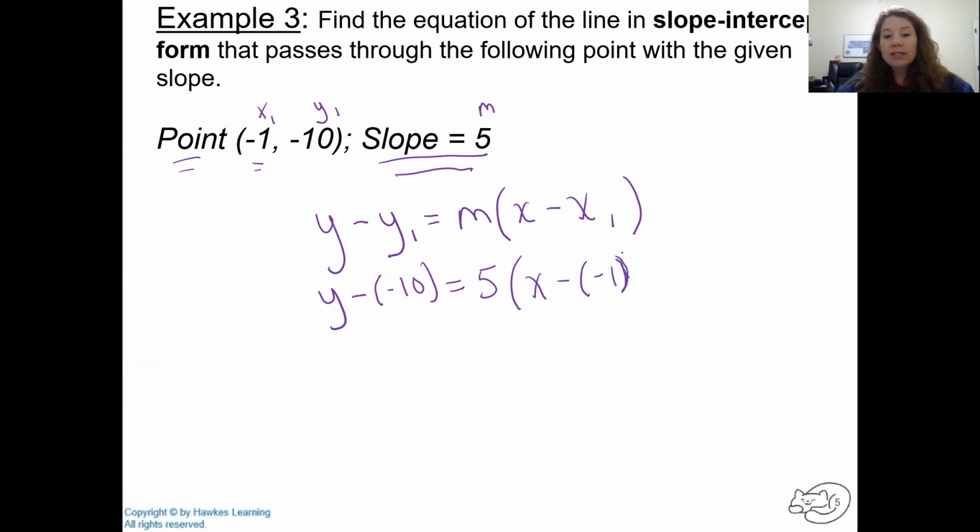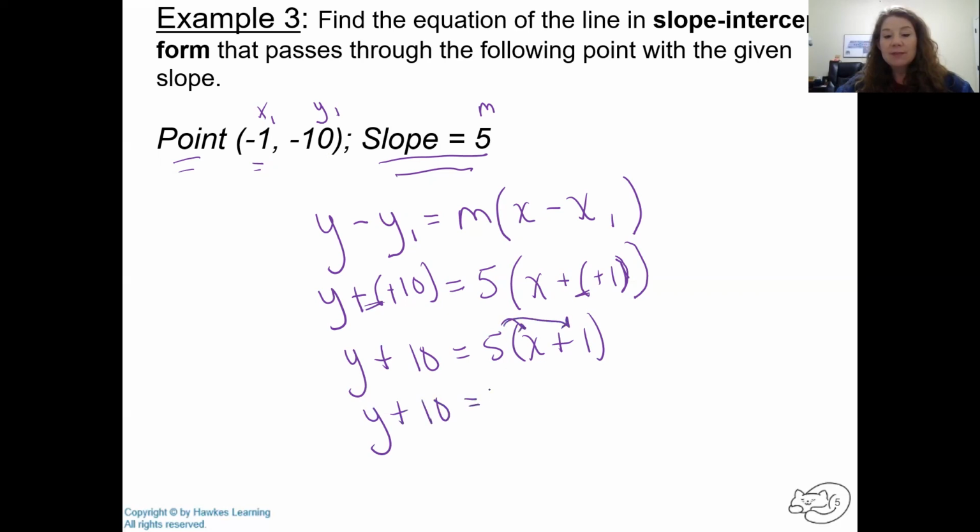All right, so we're going to rewrite it, get rid of these minus negatives. We don't like these. So we're going to write y plus 10, because we do bam, bam, equals 5 times x. We're going to do bam, bam again, plus 1. So we just simplified those minus and negatives. And now we're going to use the distributive property. y plus 10 is equal to 5 times x is 5x, and 5 times 1 is plus 5.